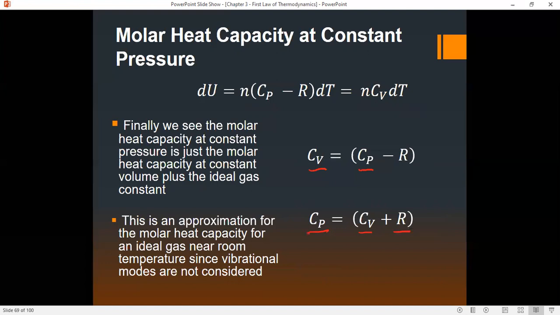One way of thinking about why this happens is if we have a pressure versus volume diagram, to change temperature at constant volume just takes internal energy. To change temperature at constant pressure, not only do you have to change temperature, but work also has to be done. So naturally, we would accept that Cp, the molar heat capacity at constant pressure, has to be greater than the molar heat capacity at constant volume, where no work is being done.